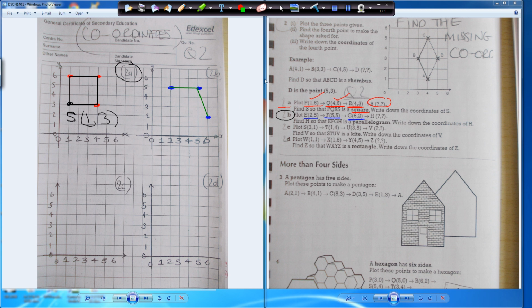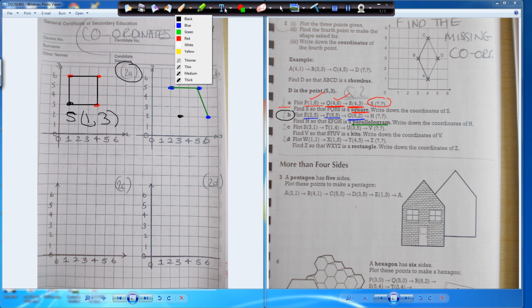The shape that we're meant to get is a parallelogram. Yes, a parallelogram is a quadrilateral, but it's a parallelogram. If you want to get a parallelogram, where does the last point go? 3, 2. So 3 and 2. Okay, let's see if that works.